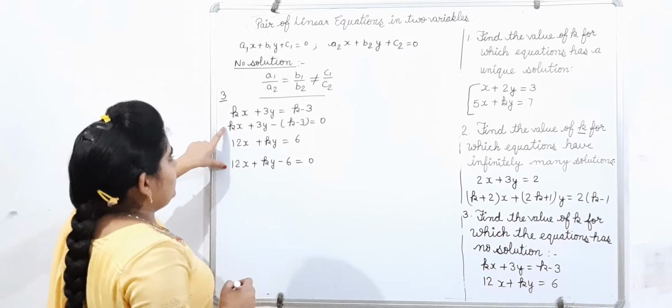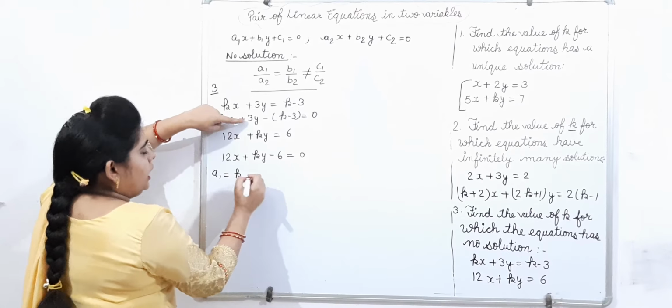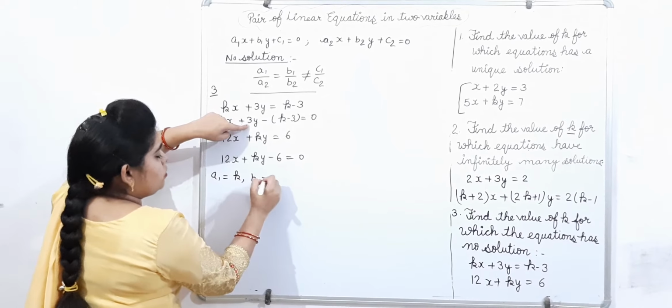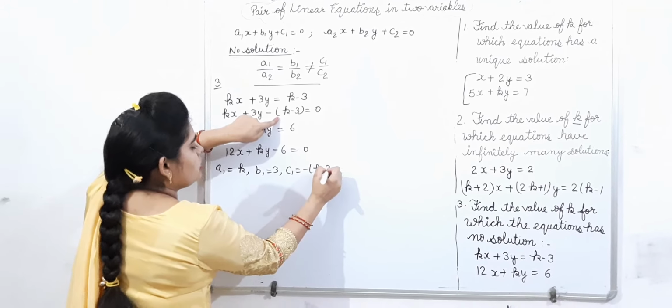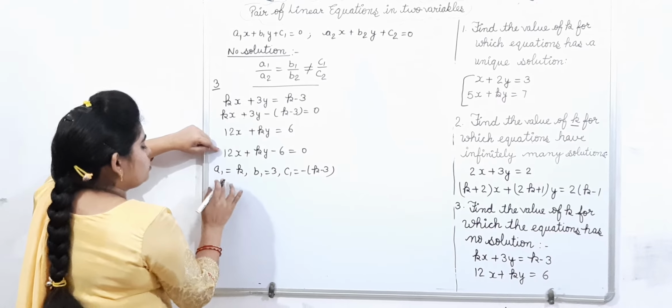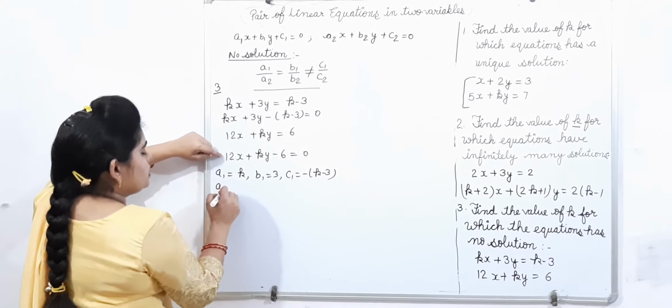Now on comparing these equations with the two standard equations, we will get the values: a1 is equal to k, b1 is equal to 3, c1 is equal to minus (k minus 3), and a2 is 12, b2 is k, c2 is equal to minus 6. Using these, we have to find the value of k.